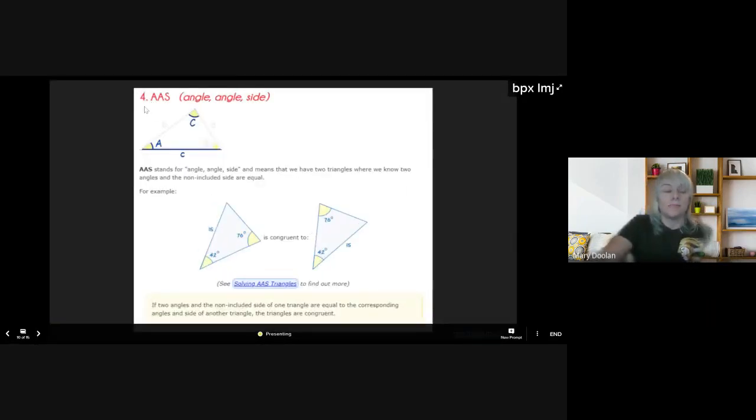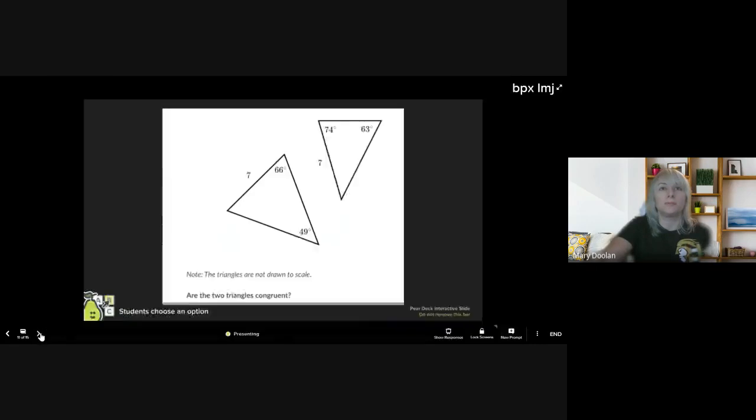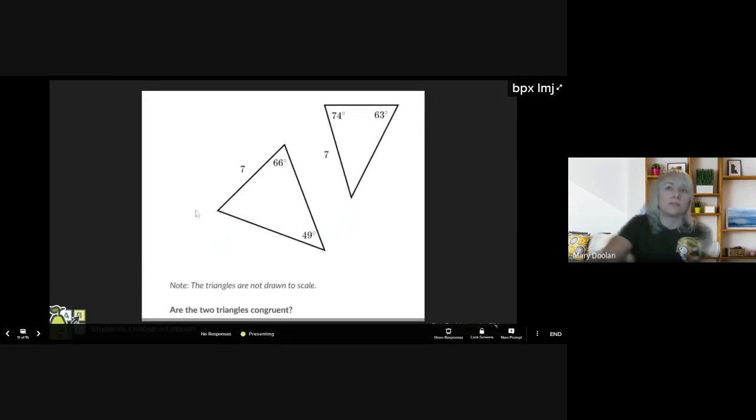All right, this theorem here, angle, angle, side. An example of that: two angles in a row and then a side. These would be congruent. So are these two triangles congruent? Does this follow angle, angle, side?